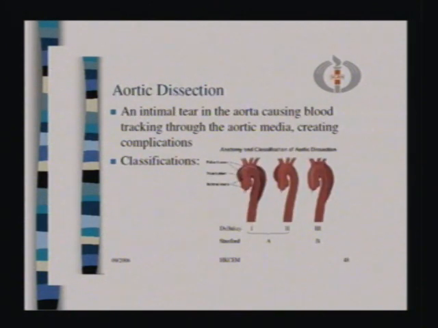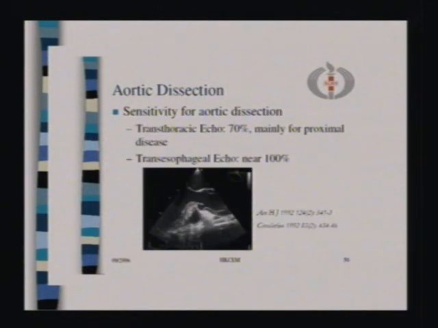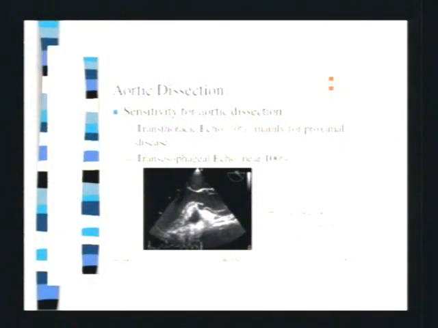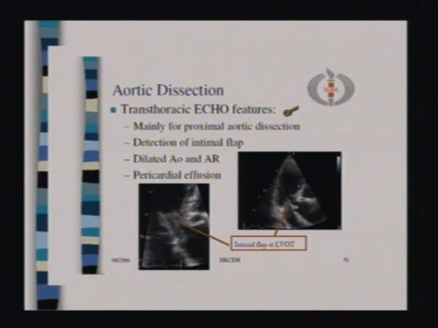In patients of dissection, an intimal tear is seen in the aorta, causing blood tracking through the aortic media, creating complications. There are different classifications as per how far the tear goes, where it starts and where it ends. What is the sensitivity for aortic dissection? Transthoracic echo is only 70%, and transesophageal is nearly 100%. The features on transthoracic echo, mainly for proximal aortic dissection: you will be able to see the intimal flap, a dilated aorta, and AR will be present. You may also have pericardial effusion.